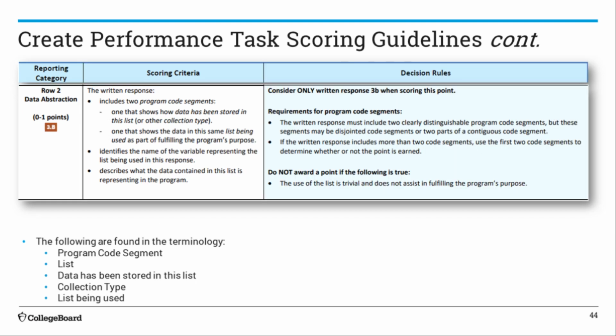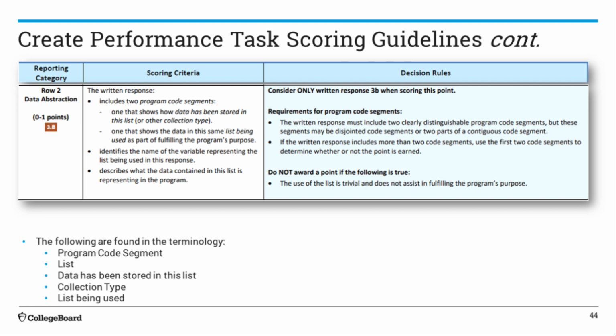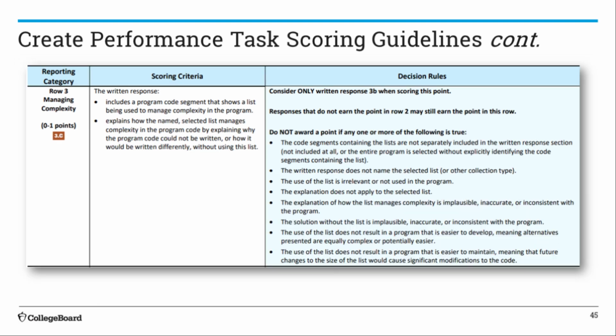Rubric row 2, and I'm just going to go through these a little quickly. As I mentioned, we have a series of videos that are going to be coming out in the next couple of weeks. The first one will really deep dive into this first rubric row on the input-output functionality in the video. The second one is going to cover rows 2 and 3, which are on the written response part 3B. I'm going to refer you to those. These are about the list and the managing of complexity.